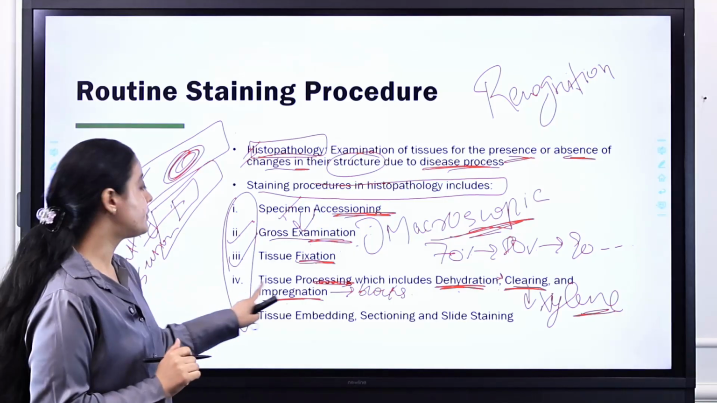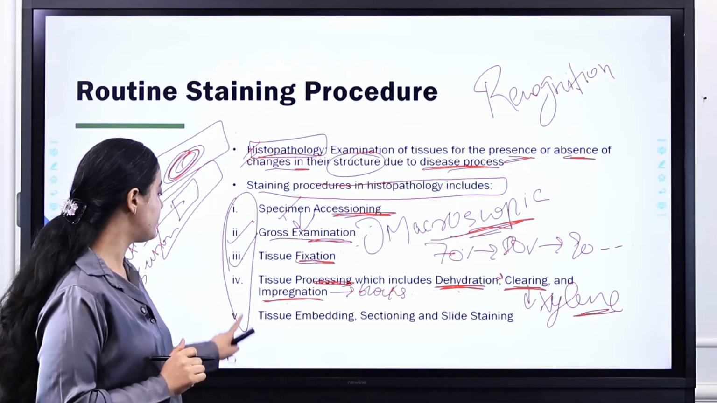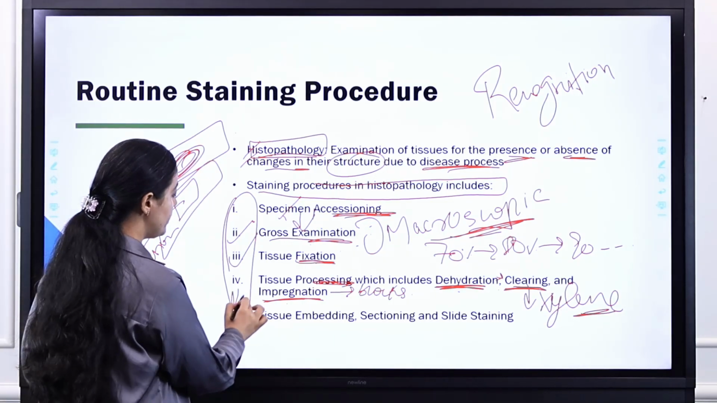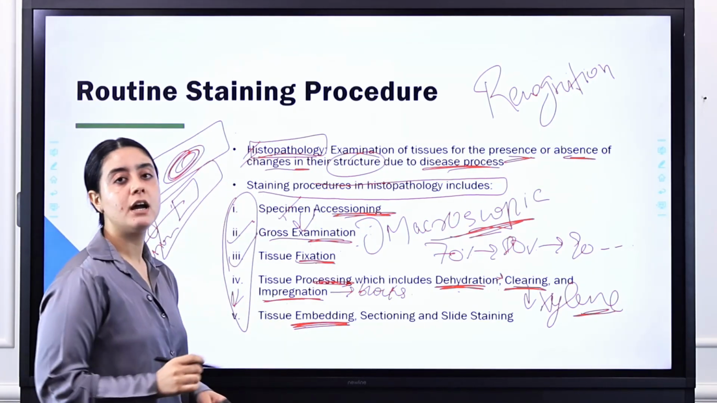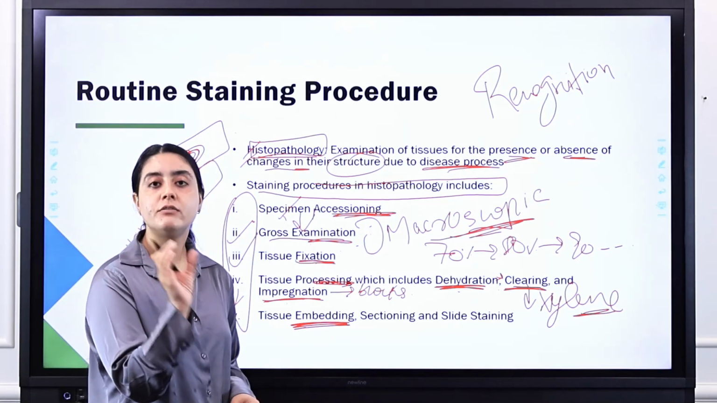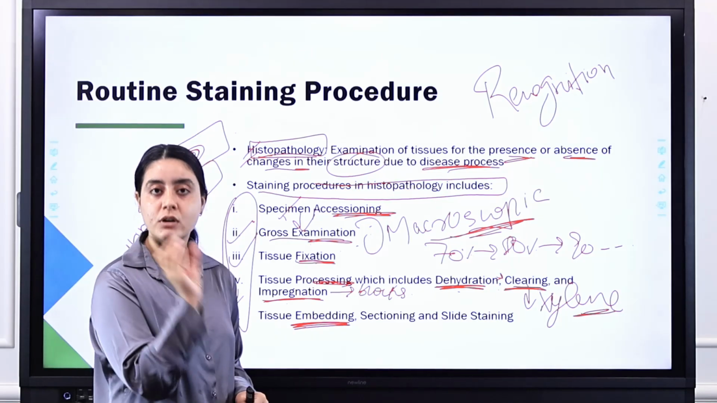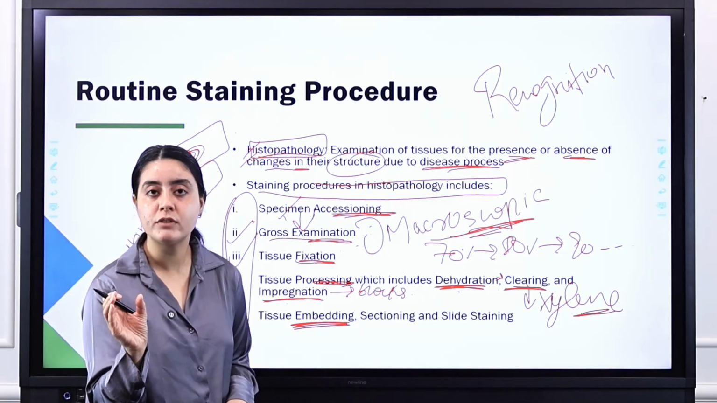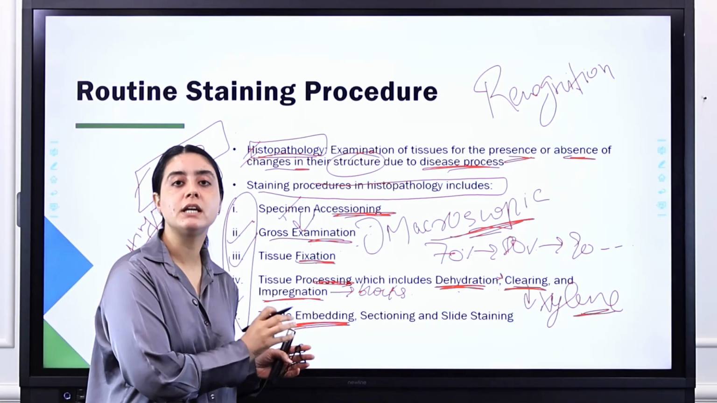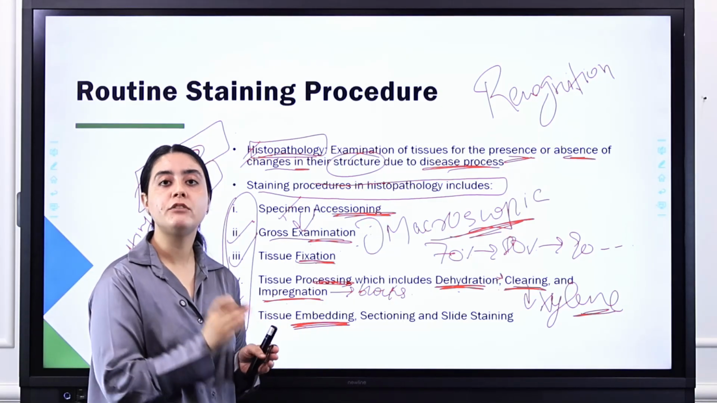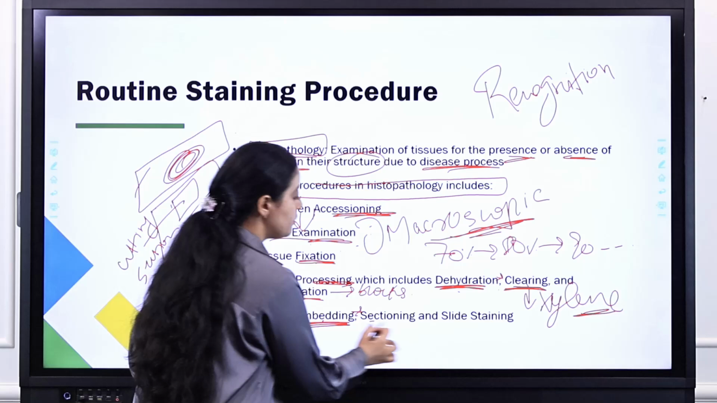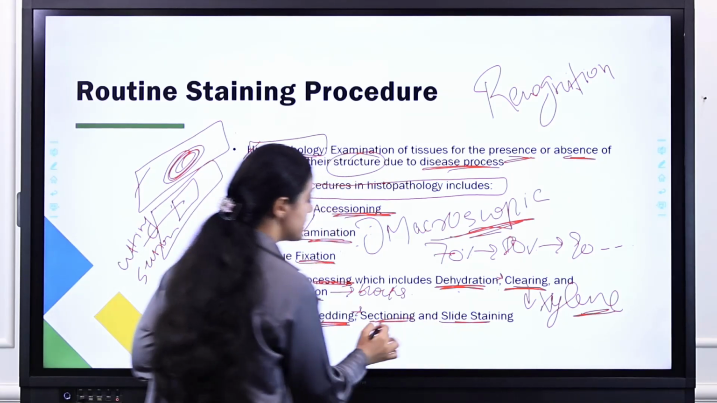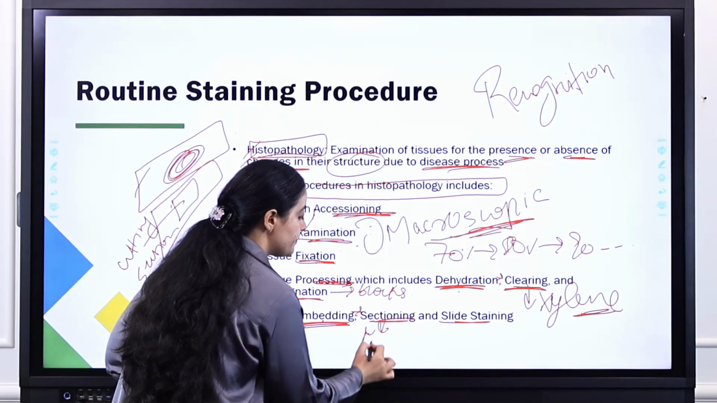After tissue processing, what will be the next step? Next you will proceed towards tissue embedding. As you know, we have to make blocks of our already fixed tissue in paraffin wax, so that we can easily cut the sections. After embedding, we proceed towards sectioning and slide staining. Sectioning is done with the help of the microtome.